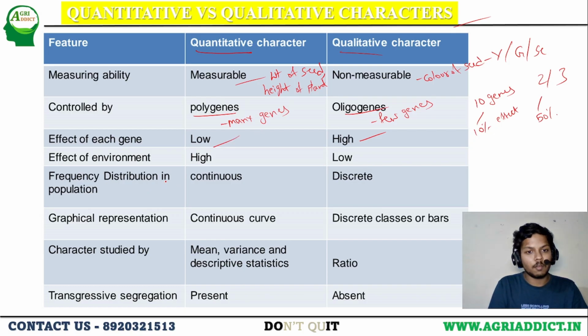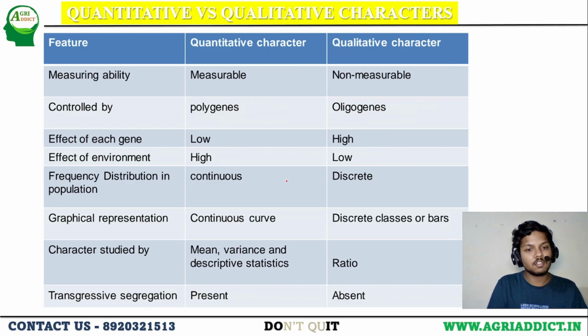And the effect of environment, here you can see characters like weight of the seed and height of the plant are highly influenced by the environment. Whereas the color of the seed doesn't change whether the environment is favorable or non-favorable. It will be the same, means it does not depend on the environment.